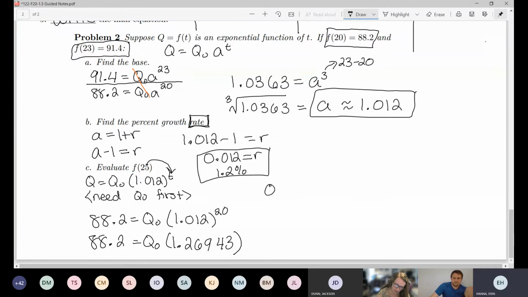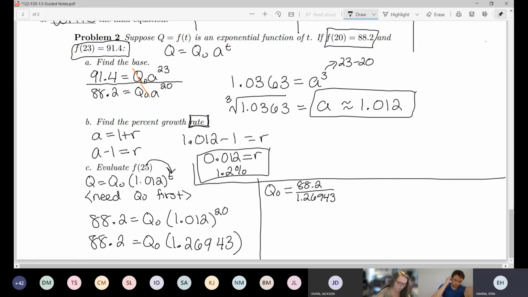But anyway, so now q naught. q naught is going to be whatever 88.2 divided by that number is, 1.26943. So we get that q naught is approximately 69.48 if I take 2 decimal places, because then it's 0, 0 after it. So might as well just chop it off. So now that I know q naught, I know that my full equation looks like this.